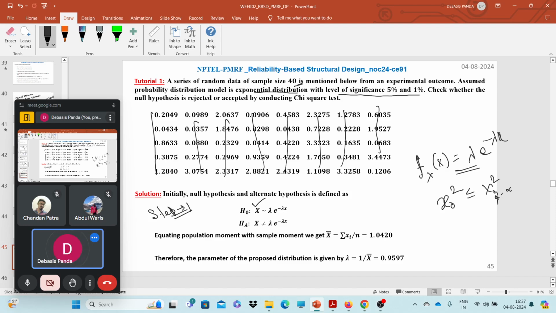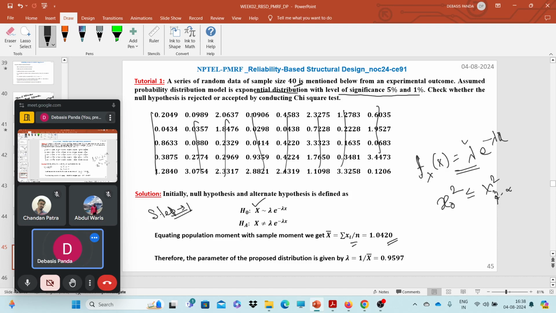So first we have the 40 samples. First we need to find the sample mean. How can we find the sample mean? We have seen it a lot of times. It's just the sum of the samples divided by the total number of samples. So it will give you 1.04.